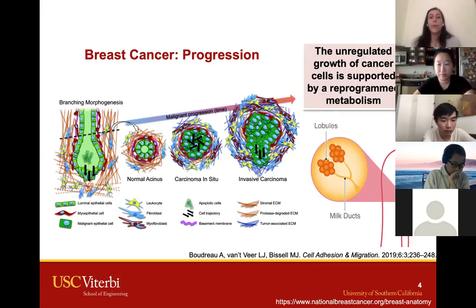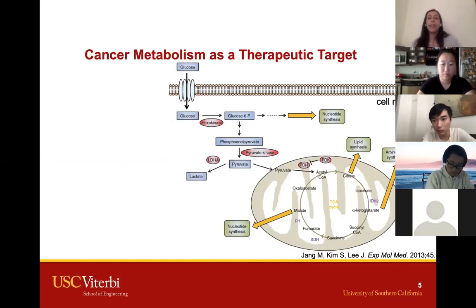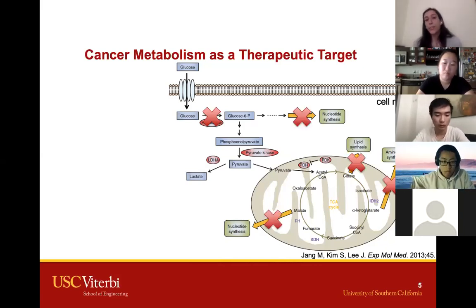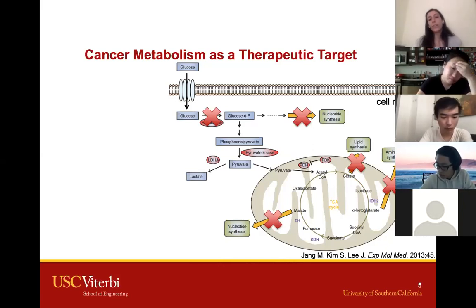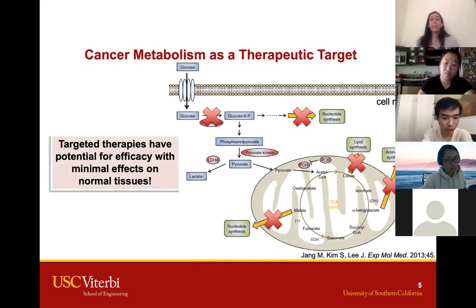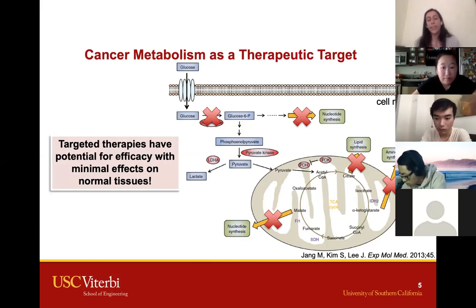So how does cancer support this growth? Well, it's by a reprogrammed metabolism. I'm going to get into that now. Here we're looking at a basic diagram of metabolism in the cell. Basically, glucose or sugar is brought into the cell and then processed for energy. The idea of a targeted therapy is to target one of the steps in metabolism and potentially hinder the downstream outcomes of the pathway. This is really attractive because these targeted therapies would have the potential to be effective with minimal effects on other or normal tissues that don't rely on metabolism as much or the same way as cancer.